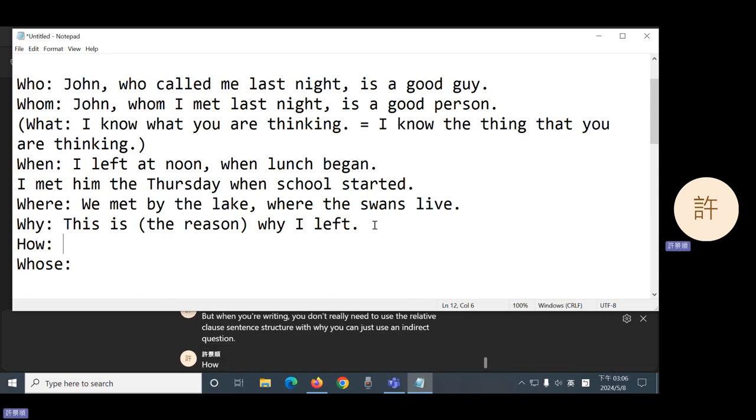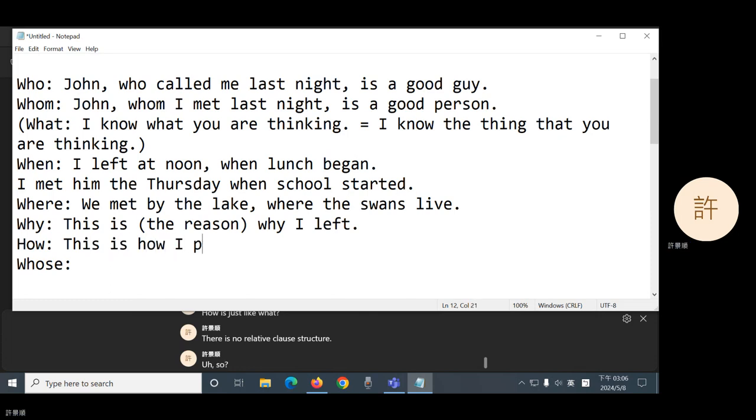How is just like what? There is no relative clause structure. So, this is how I drive. The original, it's an indirect question, right? The original question is, how do I drive? The indirect question is, this is how I drive. And just like what, you can expand the word how. How can mean the way that.